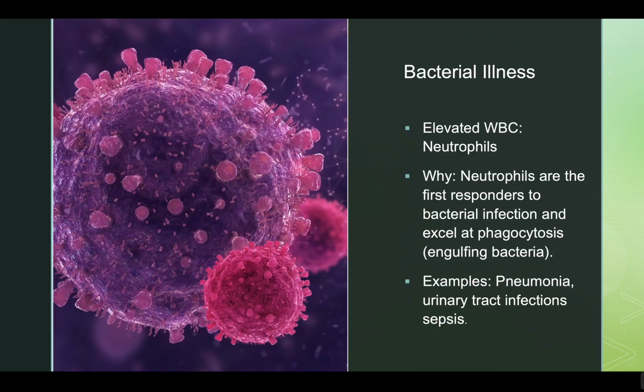However, in bacterial infections or illnesses, it is the neutrophil that is elevated. The neutrophils are the first responders, like I said, the first line of defense of the body, and they act against bacterial infections. Examples of bacterial infections are pneumonia, urinary tract infections, and sepsis. They go to where the bacteria is and engulf it. So when you see an elevated neutrophil in a WBC differential, you'll be thinking towards bacterial infection.